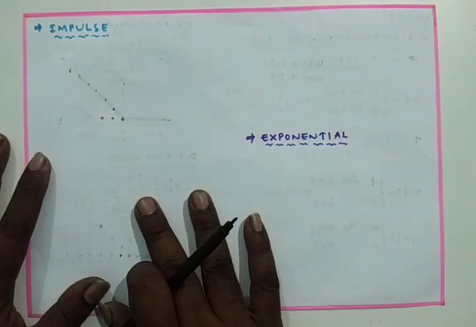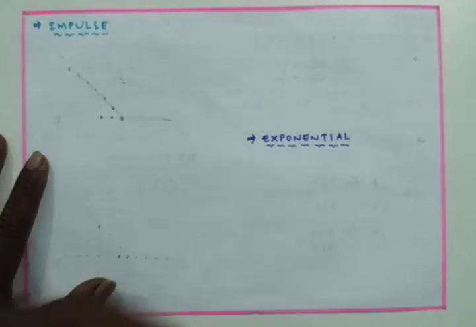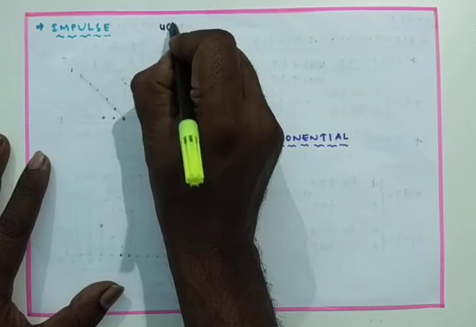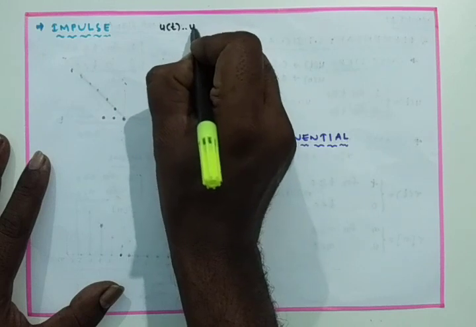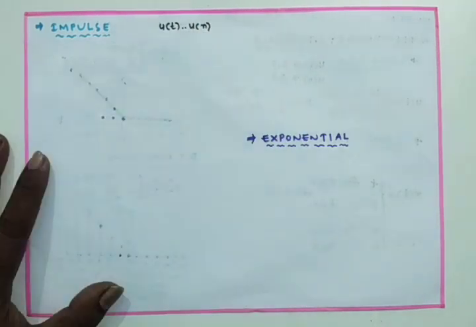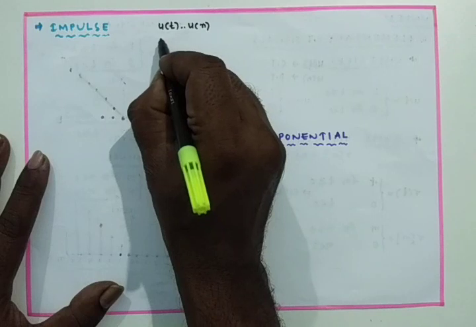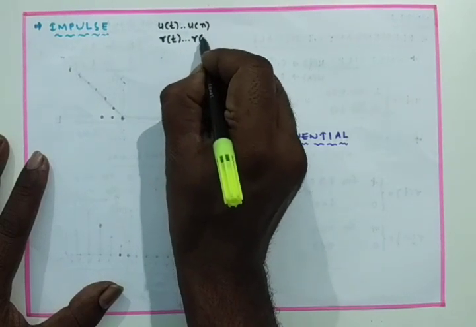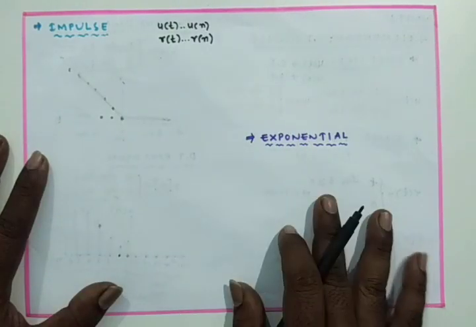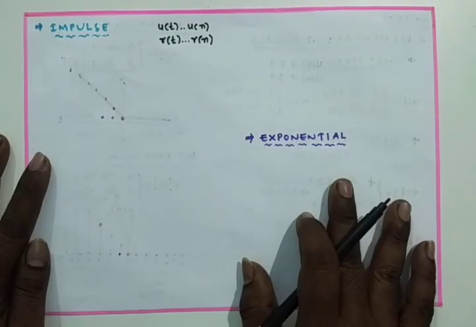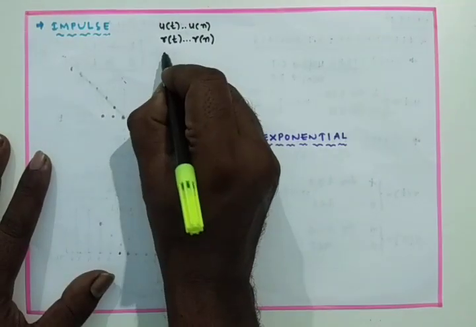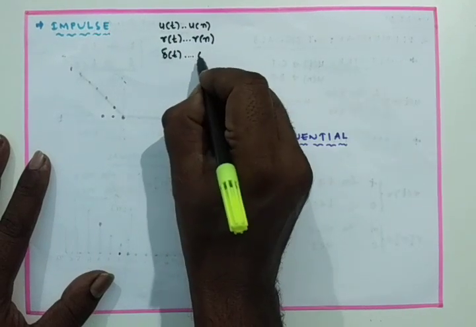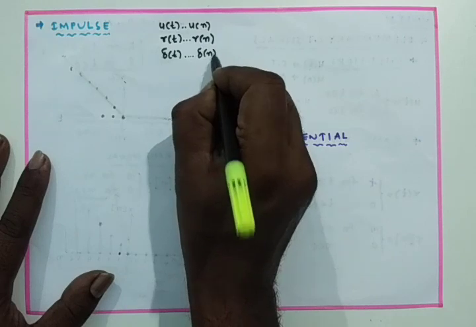Just now we have completed the ramp signal. In the previous class we completed the unit step signal, that is u of t or u of n. The next one is r of t, a continuous time ramp signal, and r of n, the discrete time ramp signal. Now we are going to talk about the impulse signal. The impulse signal is denoted with del of t in case of continuous time. In case of discrete time, it is del of n.